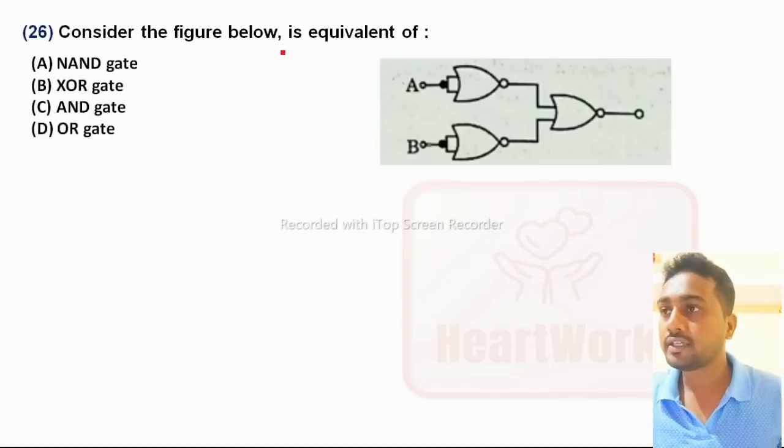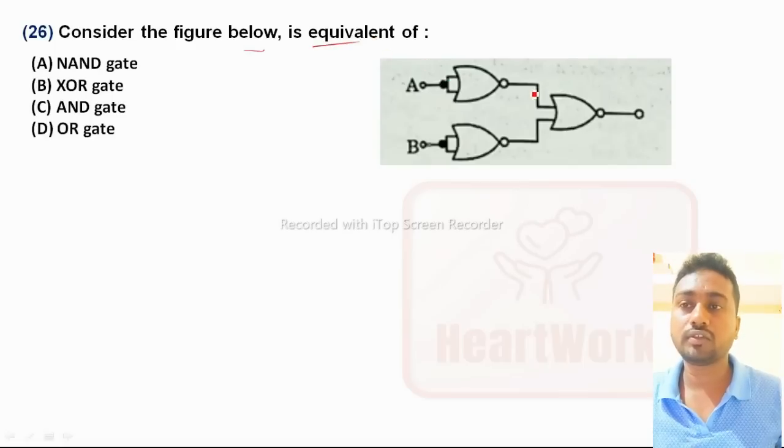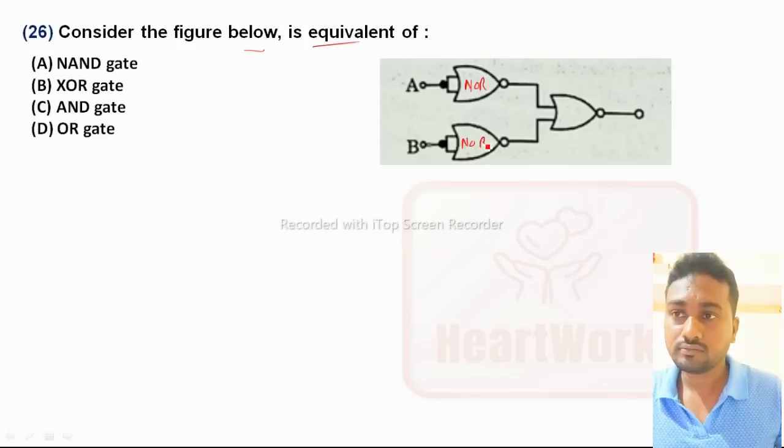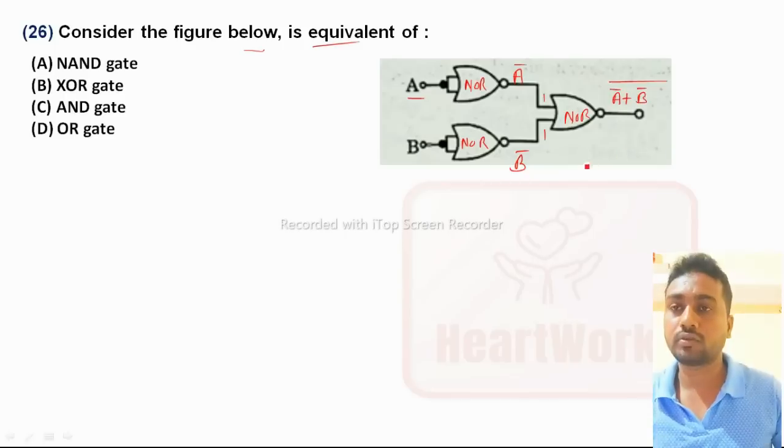Next, the figure below is equivalent to what? In this figure, this is a NOR gate, and this is the symbol of a NOR gate. The input is A. The output of the NOR gate will be A bar, and this will be B bar. Again, here the input is A bar and here the input is B bar. So the output will come as the whole bar of A bar plus B bar.